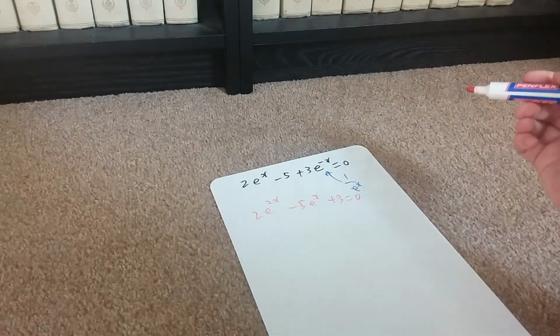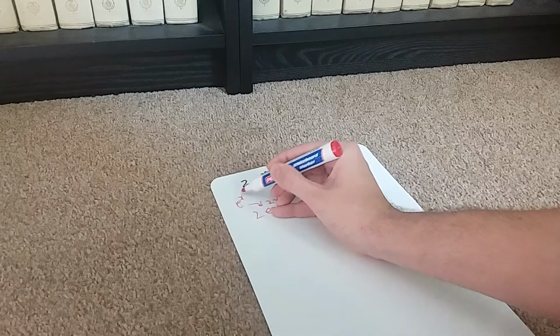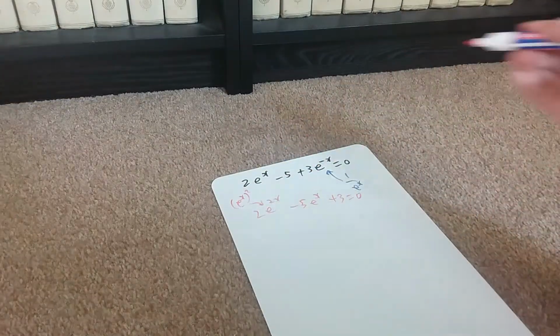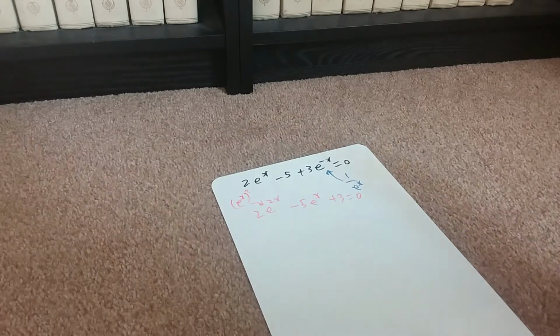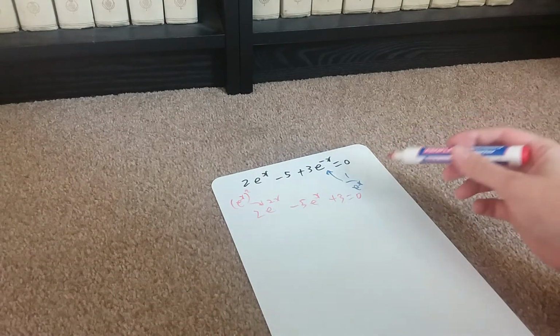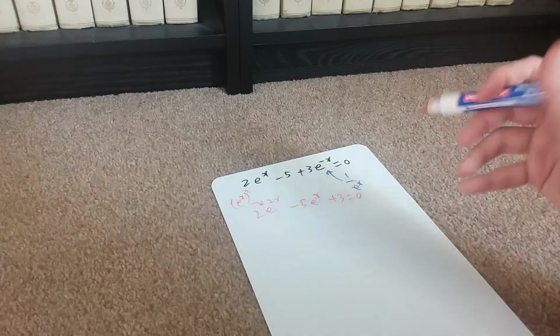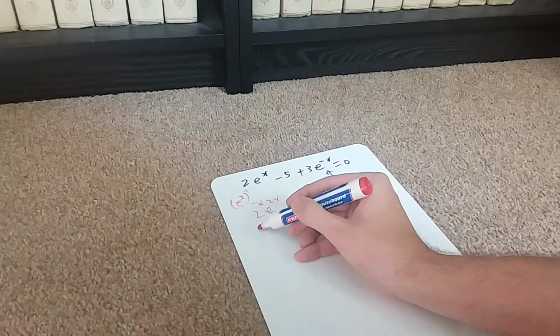Now this thing at the start, we can think of that as e to the x all squared. That's the same as e to the 2x. So this thing here is a quadratic equation. Now just like we did a couple of videos ago, you can substitute in a letter for e to the x if you want. I'm going to go straight for the factorization here.